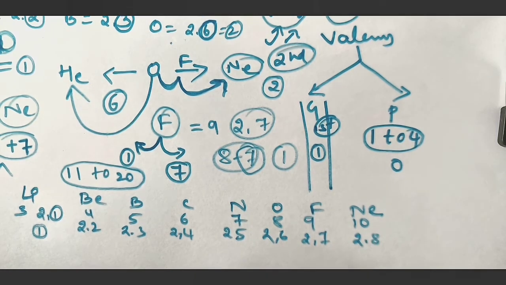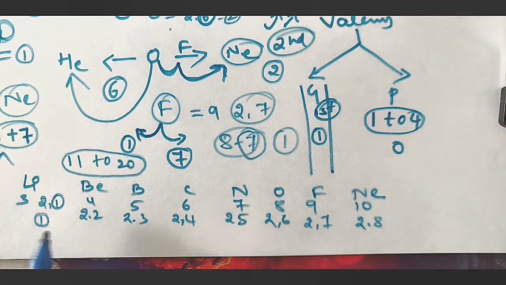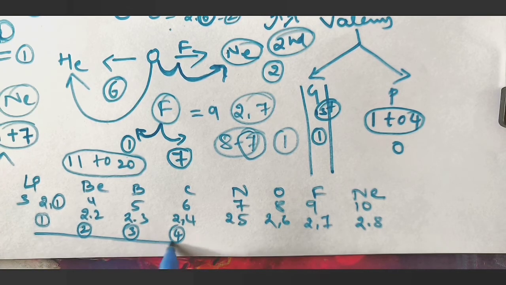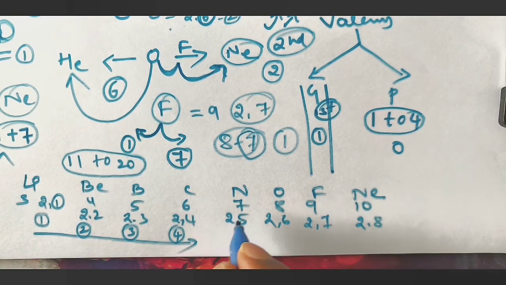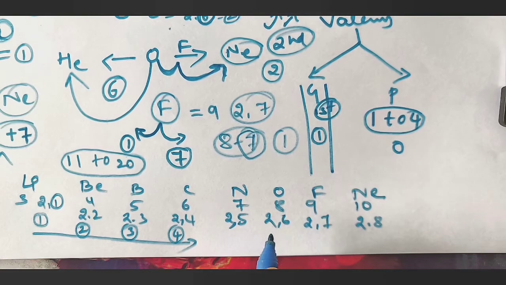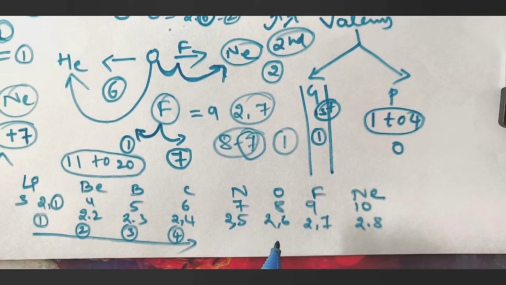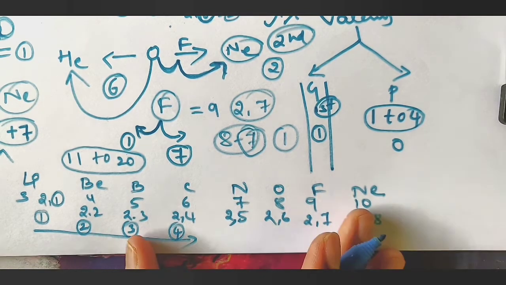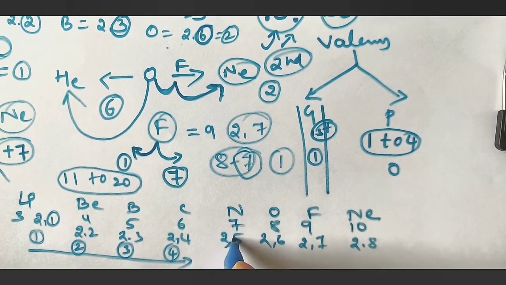Based on this we have to find out the valency. Clear, children? I told you it goes 1 to 4, then you need to subtract. Beryllium has 2 valence electrons, so valency will be 2. Boron valency will be 3. Carbon valency is 4. See, it increased 1, 2, 3, 4. Now valence electrons is 5, so you need to subtract from 8, because the maximum capacity of the M shell is 8. 8 minus 5 is 3, 8 minus 6 is 2, 8 minus 7 is 1, and 8 minus 8 is 0.